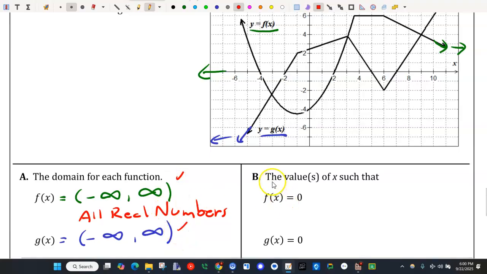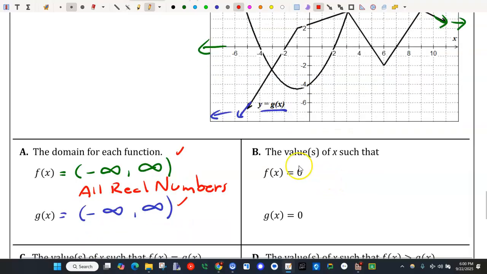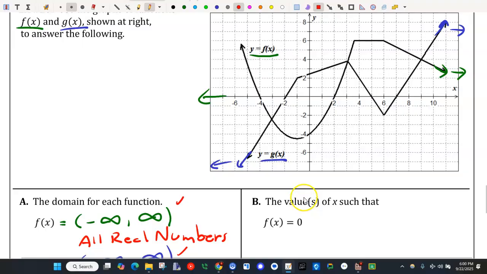All right, it says the values of x for part B such that each of them equals 0, right? So where is y equal to 0? Think of this f of x, or it's the y-axis. Where is 0 on the y-axis? All right, so the y-axis is right here, right? And this is negative 8, negative 6, and this is positive 8. This is negative 4, right? So where is it equal to 0? That's right here. So it's asking for the x-intercepts.